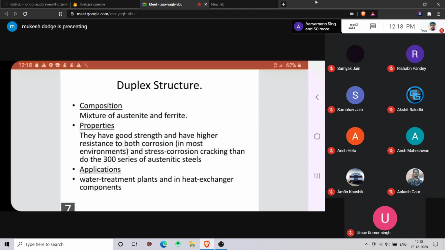So the properties are that they have good strength and higher resistance to both corrosion and stress corrosion cracking than the 300 series of austenitic stainless steel, right? The stress corrosion cracking problem of austenitic stainless steel, you can avoid by using duplex structure, right? So it has both properties of austenitic stainless steel and ferritic stainless steel.